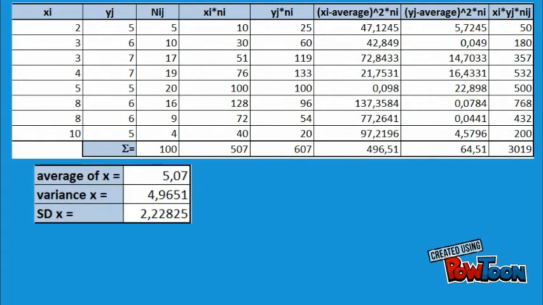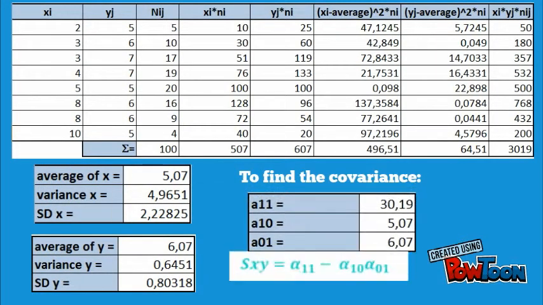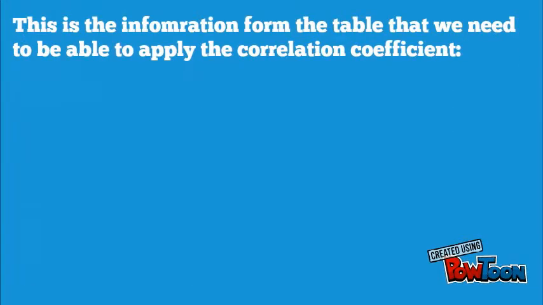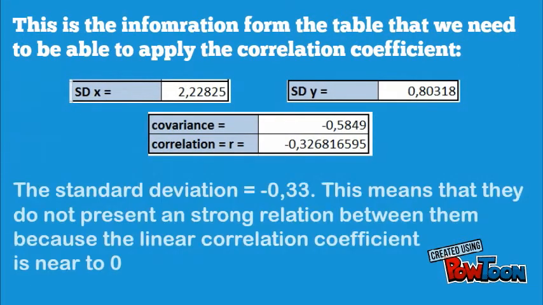We have to do this table in which we are allowed to find the average of x and y, the variance of x and y, and the standard deviation of x and y. They also allow us to find the covariance, which will be useful to then find the correlation coefficient. We only need the standard deviation of x and y and the covariance to be able to find the correlation coefficient. Our answer is -0.33. This means that they do not present a strong relationship between them. And this is why, because the linear correlation coefficient is near to 0.